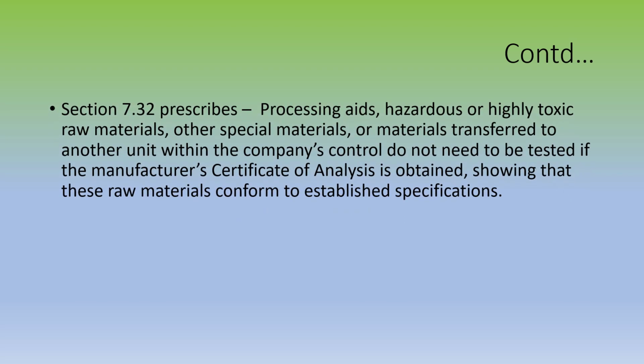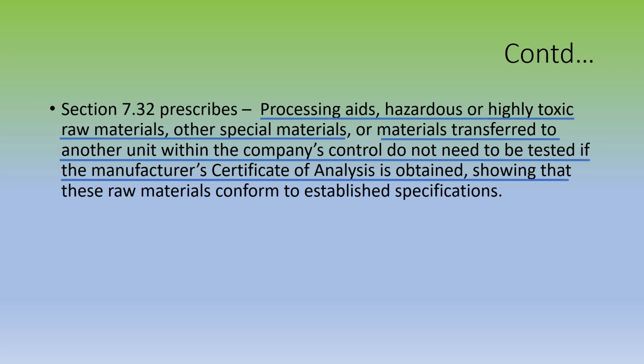Section 7.32 prescribes processing aids, hazardous or highly toxic raw materials or other special materials or materials transferred to another unit within the company's control do not need to be tested if the manufacturer's certificate of analysis is obtained showing that these raw materials conform to established specifications.